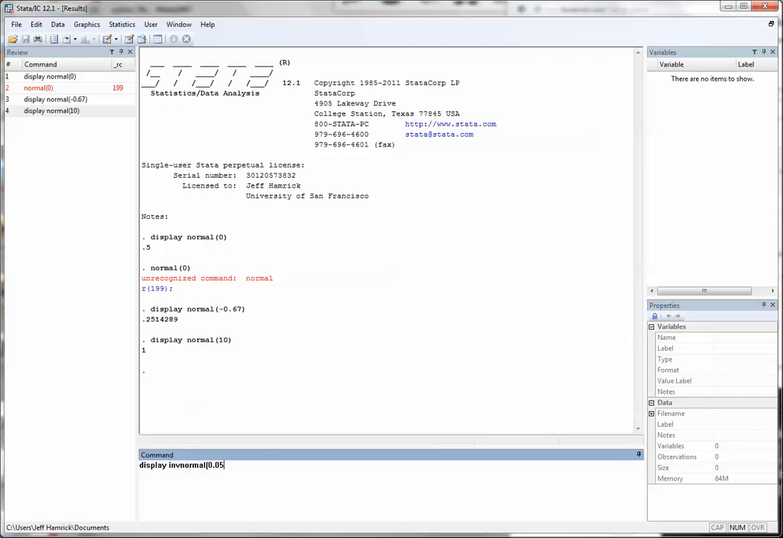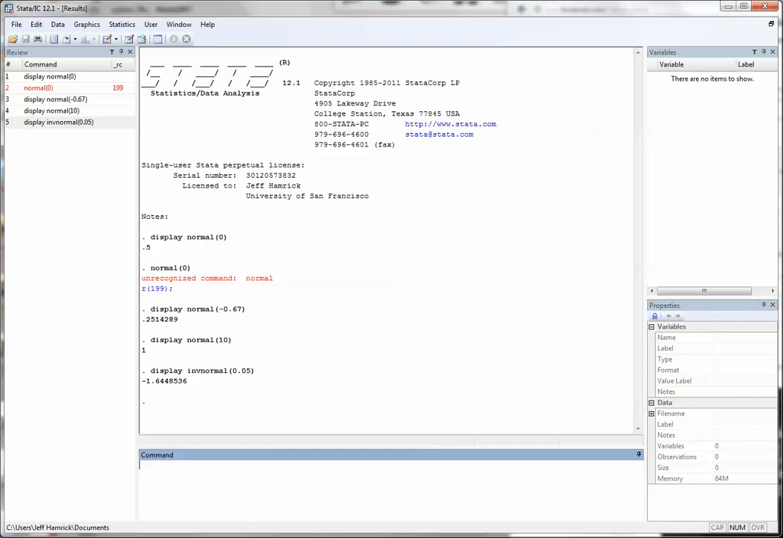For example, typing in 0.05 will give you the value on the x-axis such that 5% of the probability mass under a standard normal distribution is to the left of that value. So that value in this case is minus 1.64. Another way to read what's on the screen now is that to the left of minus 1.64 on the x-axis under a standard normal probability distribution is 5% of its probability.